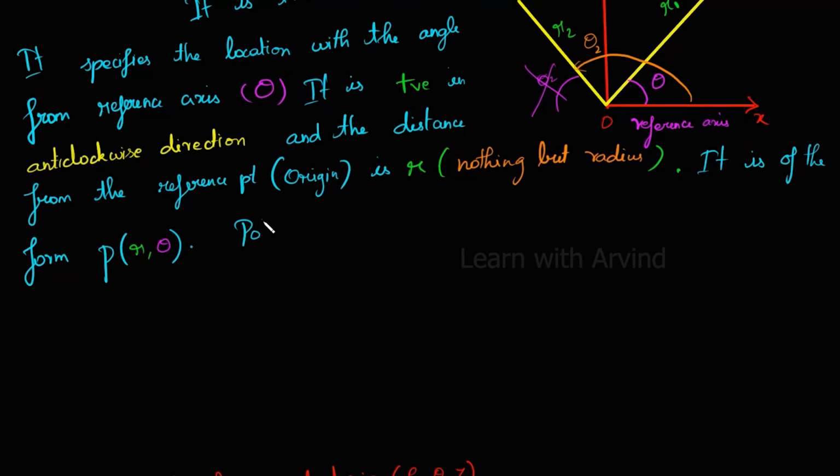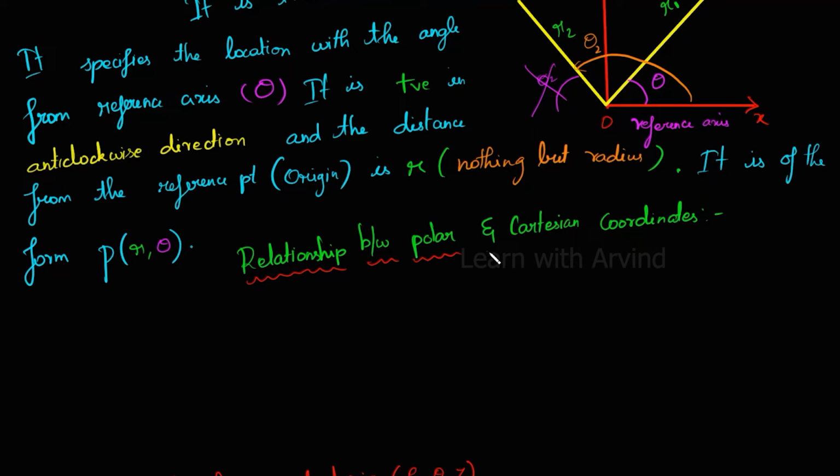Now if you have a polar coordinate, it can be converted in terms of the Cartesian coordinate system. The relationship between polar and Cartesian coordinates is given by the following: if we know r comma theta, that is, if we know the distance r and theta, then we can change this in terms of x and y. That is, x is given by r cos theta and y is given by r sin theta.